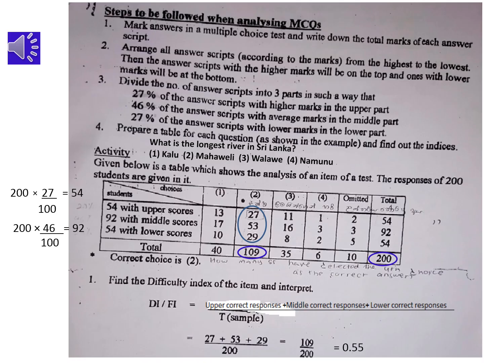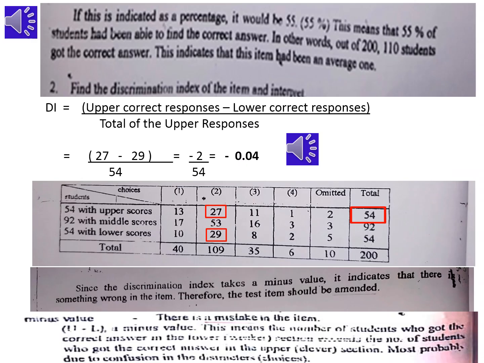That's all you have to remember. That's why it's a first paper question. Right, the answer is 0.55. Now we'll interpret the answer, 0.55. If this is indicated as a percentage, just as the correlation coefficient, convert this into a percentage. 0.55 means 55%. Now you go to the interpretation.